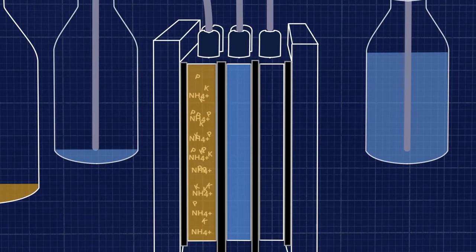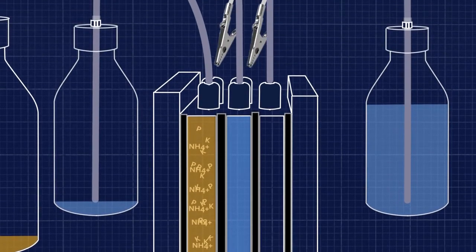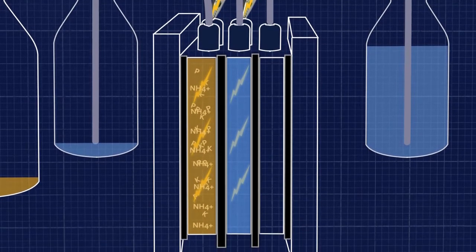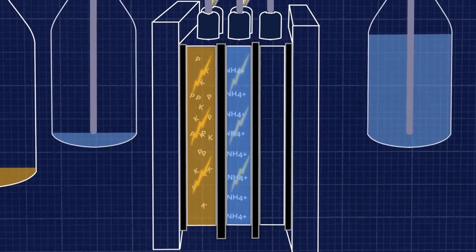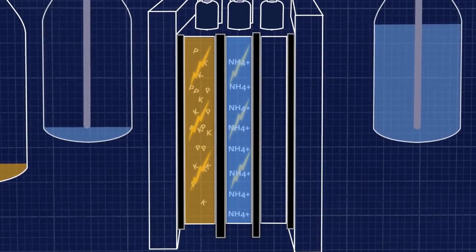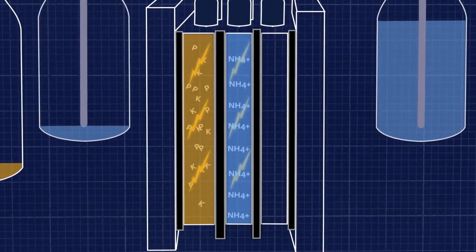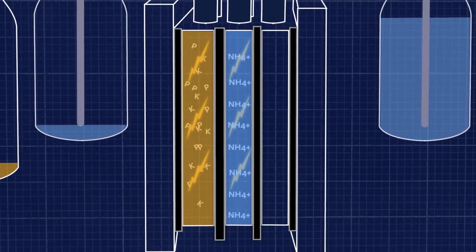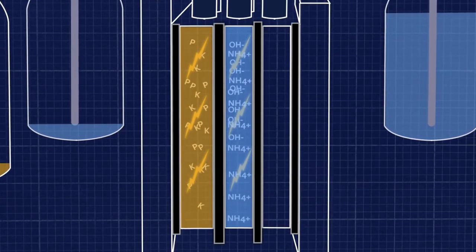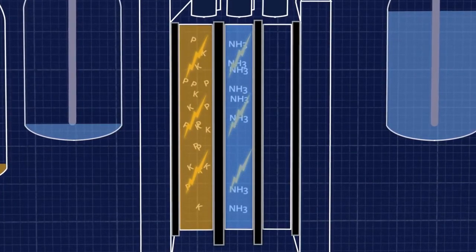So in order to get this nitrogen to move, we need to introduce electricity. That electricity is what pushes the nitrogen to move as well. Now we have nitrogen present in chamber 2. It's positive ammonia, NH4+. The electricity also introduces hydroxide ions. That makes the nitrogen change form from NH4+ to NH3.